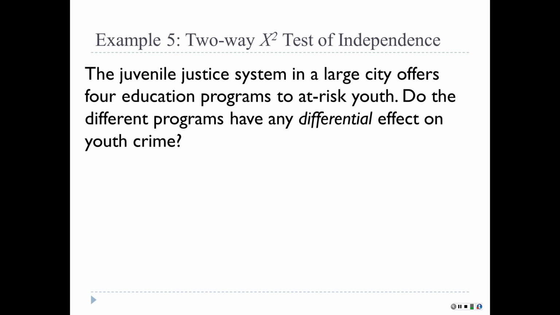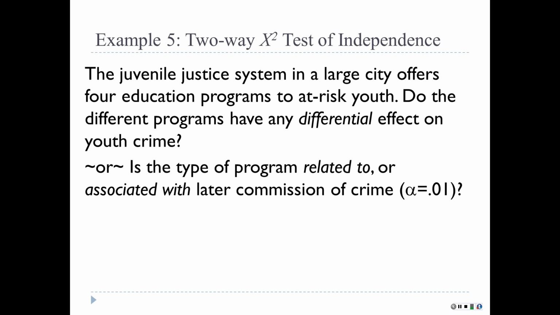Let's say that the juvenile justice system in a large city gives 4 educational programs for at-risk youth. Do the different programs have any differential effect on youth crime? Now, when you become a super savvy stats person, you will look at this, think for a couple minutes, and say, this sounds like they're talking about association. Now, if they're measuring with numerical variables, maybe we're going to be looking at a t-test or an ANOVA or regression and correlation. But if they're measuring with all categorical variables, we're definitely looking at the chi-square test of independence.